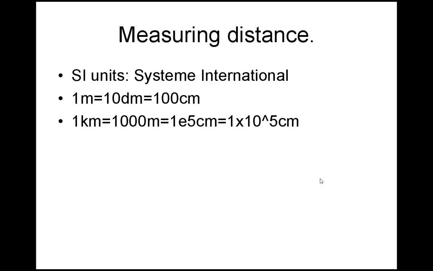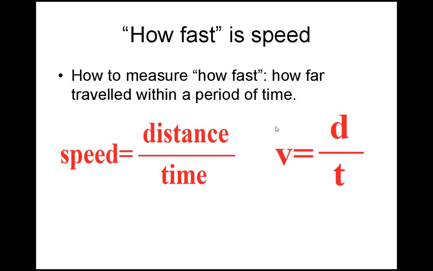And then we can measure the distance using units. This is called the International System, which is the SI unit. So these are the conversions. 1 meter equals 10 decimeters equals 100 centimeters, right? 1 kilometer equals 1,000 meters equals 0.1 million centimeters. Okay.